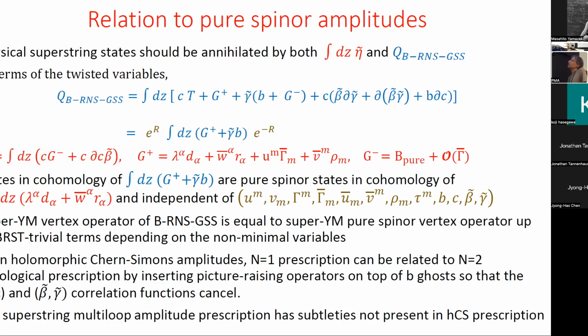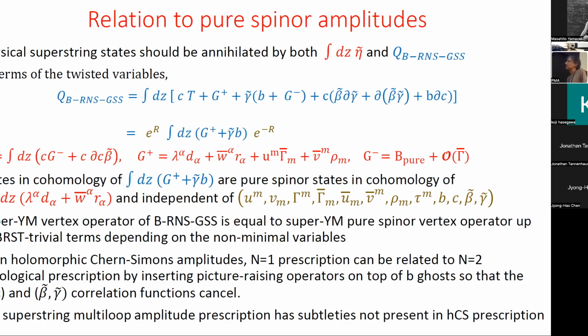Of course, the super Yang-Mills vertex operator, which I wrote down before, should be related to the pure spinor version of the vertex operator. It turns out that there are extra terms coming from the non-minimal variables, which are more complicated, but at least this is equivalent to this in the cohomology sense. And now you should be able to use the same prescription as you use for holomorphic Chern-Simons, or for N equals 2, to compute the amplitude. But as I mentioned, there are certain subtleties in the pure spinor multiloop amplitude prescription which are not present in the RNS formalism, and of course, they're also not present in holomorphic Chern-Simons. So let me now finish by discussing some of these subtleties.